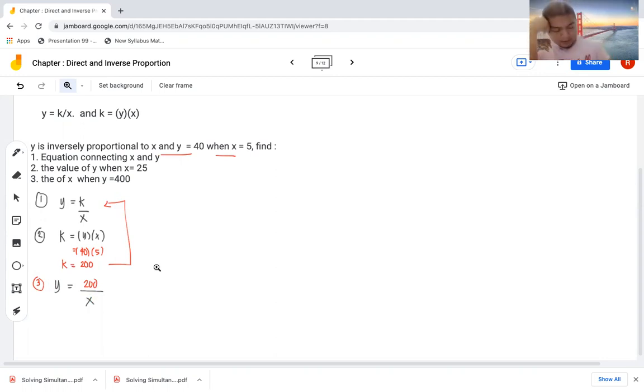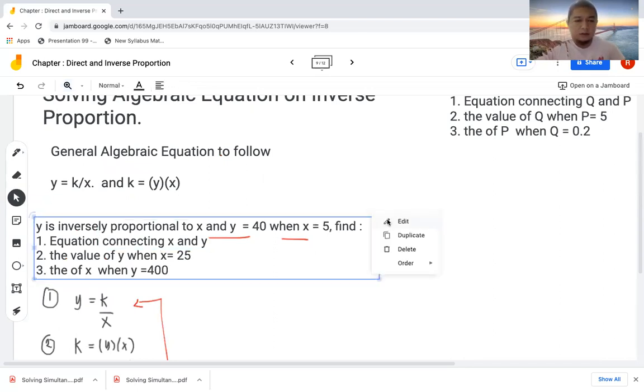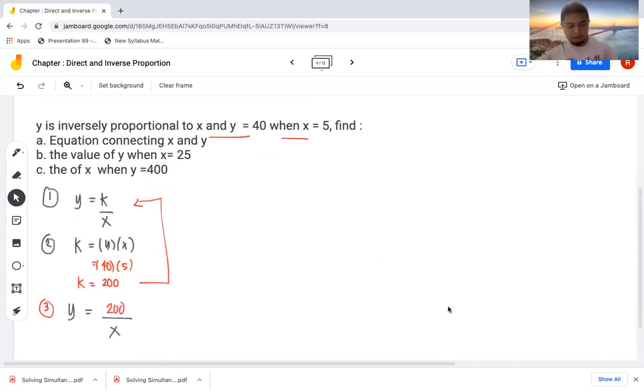So if you are asked for the number one question, maybe I'll just change this to A, B, C so you guys will not be confused with this one. All right. So let's say, for example, you're answering letter A. All you need to do is to just write this down. Simple as that. So we got y is equivalent to 200 over x.